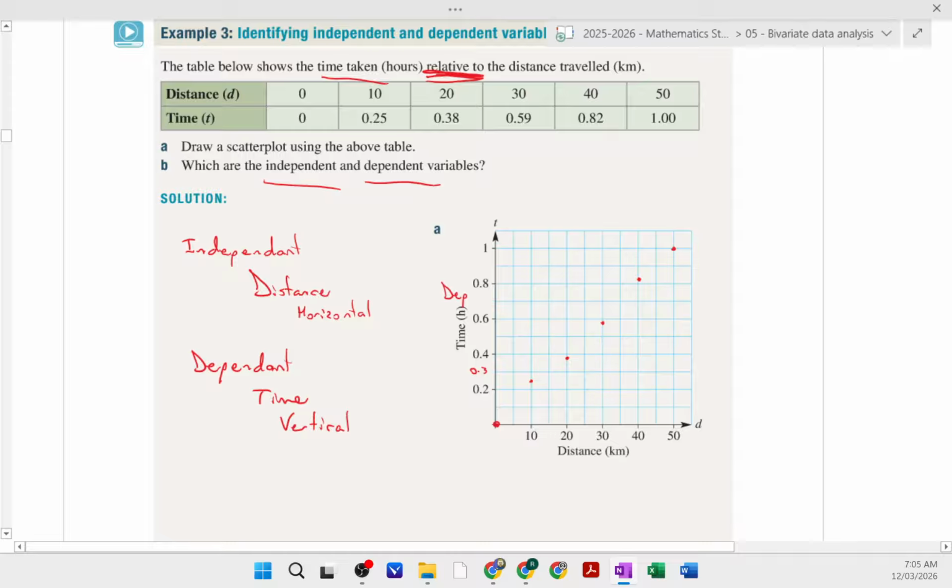So we always put the independent on the horizontal and the dependent on the vertical. It doesn't always have to be that time is dependent. In fact, most of the time it will be independent because time happens whether you like it or not. But in this particular case, because we're looking at the time taken relative to, that phrase gives us the idea that we're looking at the time after we've looked at the distance. We've got the distance, and then you look at the time. All right, so I hope that helps.